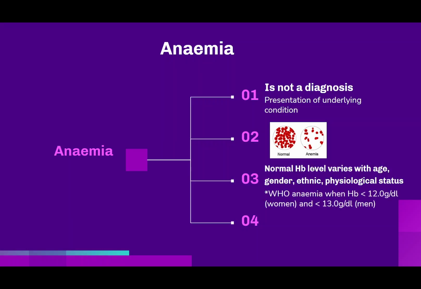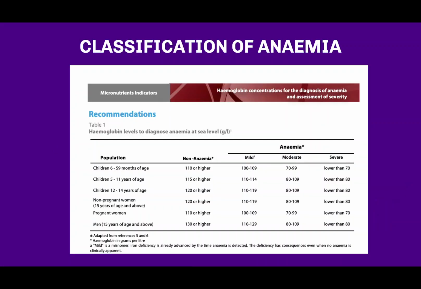The normal HB level usually varies with age, gender, ethnicity, and also physiological status. WHO has defined, according to gender, that when HB is less than 12 gram per deciliter it is anemia for women, and for men it is less than 13 gram per deciliter. And you need to understand also that the cut-off point varies between labs and instruments.